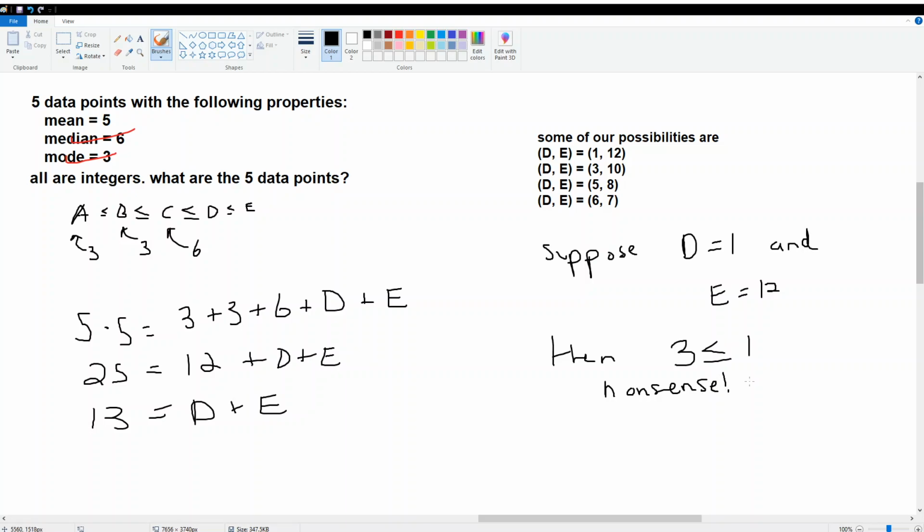Here's another reason why. If 1 was one of the data points, we'd have 1, 3, 3, 6, 12. Then the median would be 3. But we're told the median is 6. So that makes no sense. So D cannot be 1. And we can continue this logic so on and so forth. Essentially, our D has to be 6 or higher.